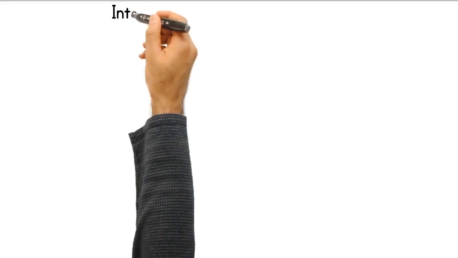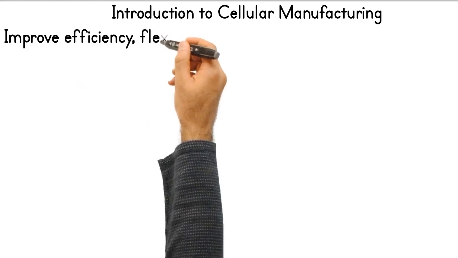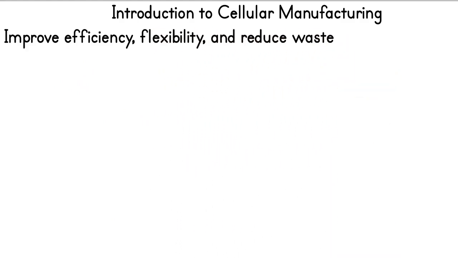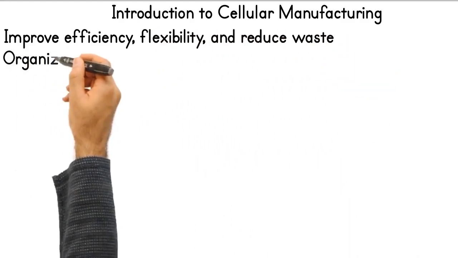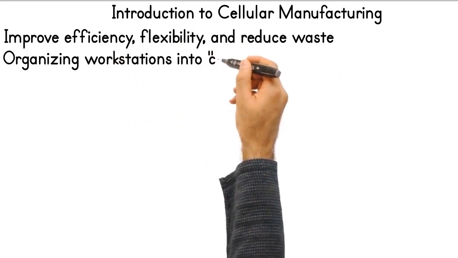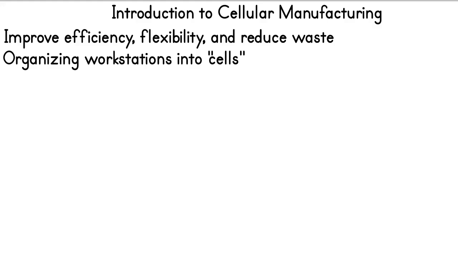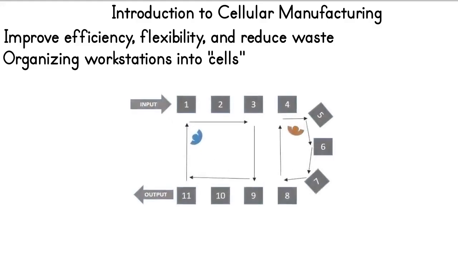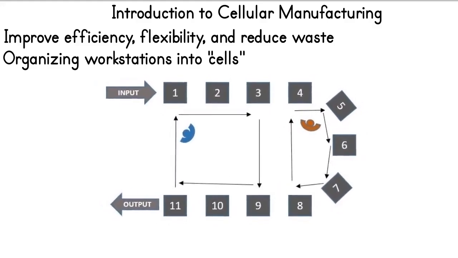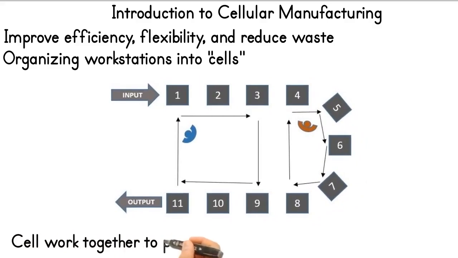Cellular manufacturing is a method used in production systems to improve efficiency, flexibility, and reduce waste. It involves organizing workstations into cells that are designed to handle a group of similar products or processes. Each cell functions as a mini production line, and workers or machines within the cell work together to produce a family of products.